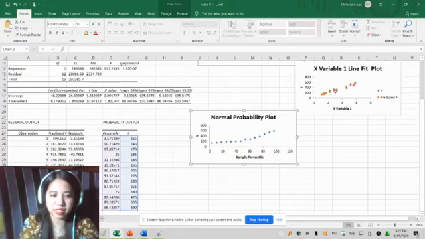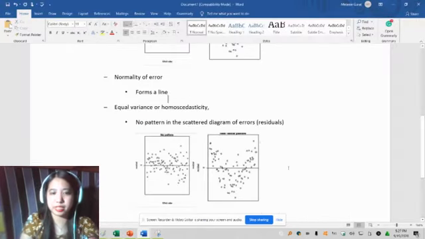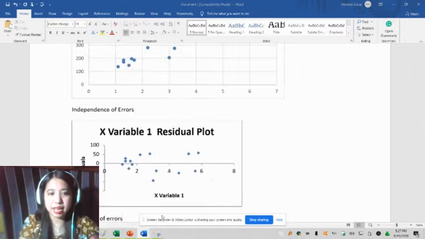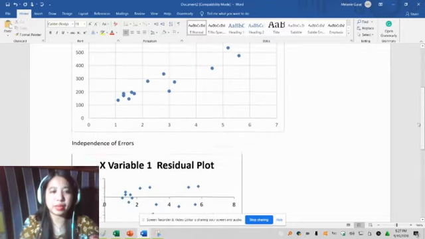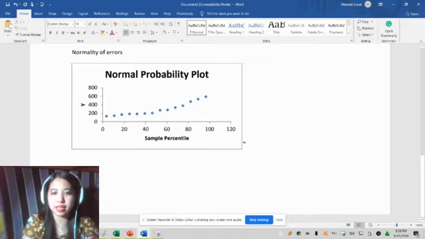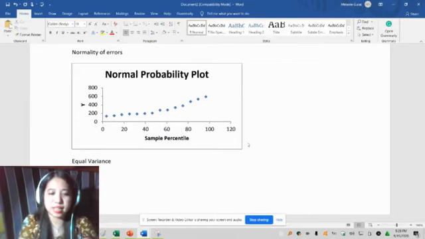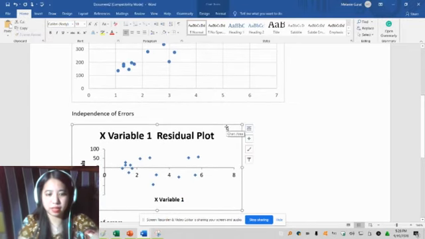So we will consider this. It forms a line, it means it is normally distributed. Or you can use other normality tests if you want to verify if the data is really normal. So linearity, independence of errors, normality of errors, and the last one is equal variance or homoscedasticity. To check for equal variance, we will use the same plot, this one.